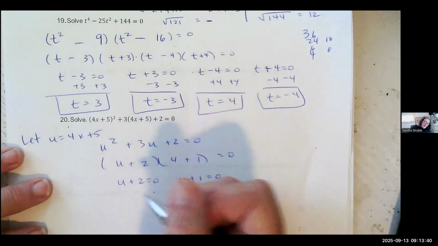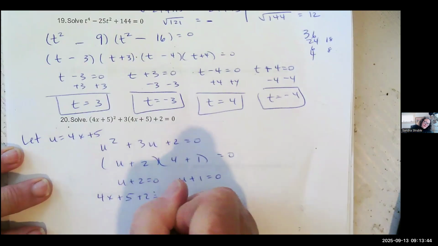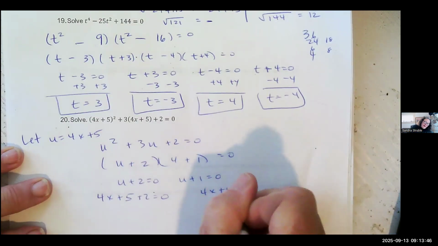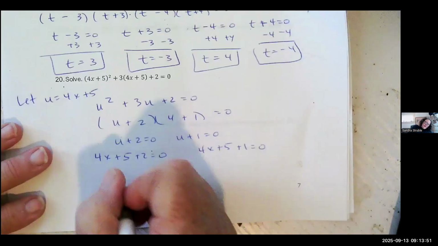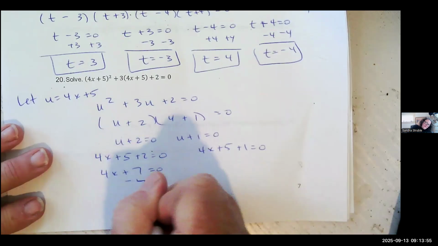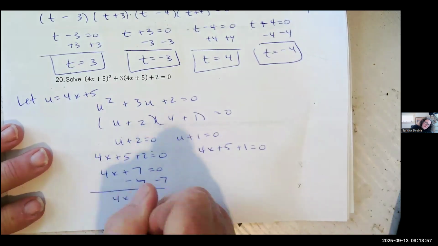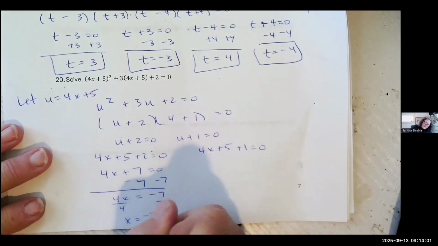I can go ahead and solve for u. I'm just going to go ahead and plug in my 4x plus 5 plus 2 equal to 0. 4x plus 5 plus 1 is equal to 0. And solve for x. So this is 4x plus 7. Subtract 7. Divide by 4. So x is equal to negative 7/4.